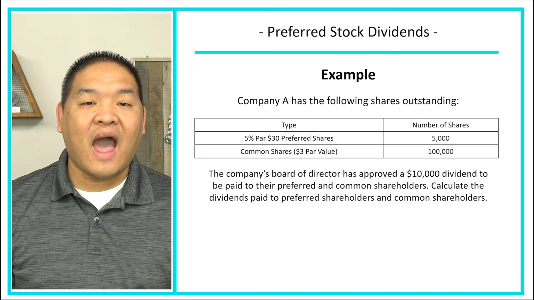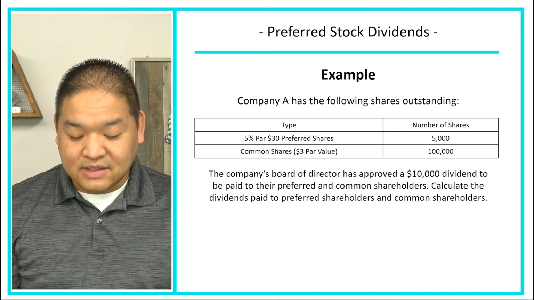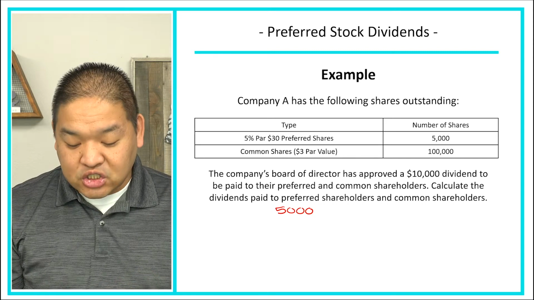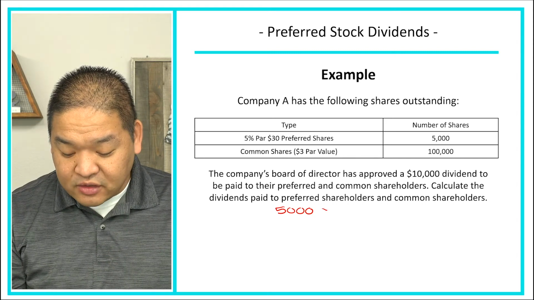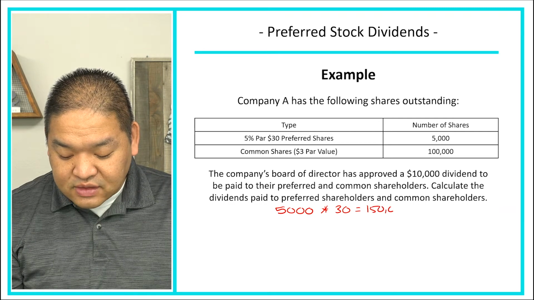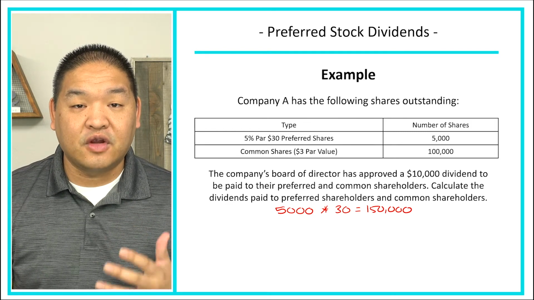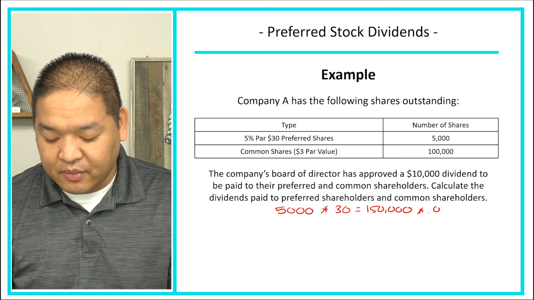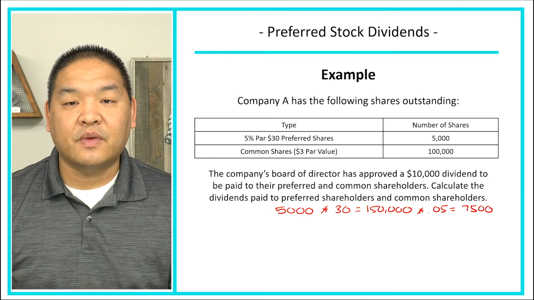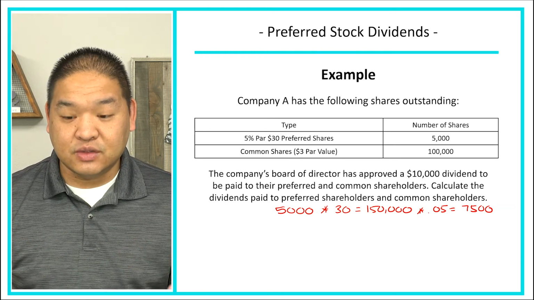To do that, we're going to figure out the basis for calculating their 5%. The way we calculate this is we take the number of shares outstanding for preferred, which is 5,000, and multiply it by the preferred shares' par value. In this case, the par value is $30. So 5,000 times 30, we get $150,000. Then we multiply it by the percentage that they get as a preferred shareholder. In this case, it's 5%, so we multiply by 0.05 and we get $7,500. That $7,500 represents how much preferred shareholders get of the dividend distribution.